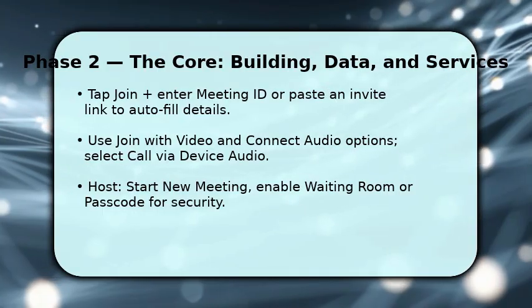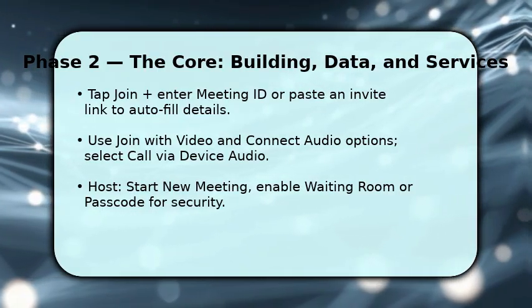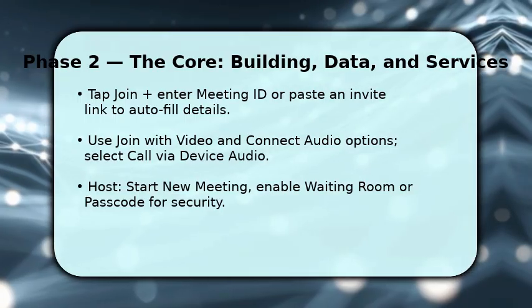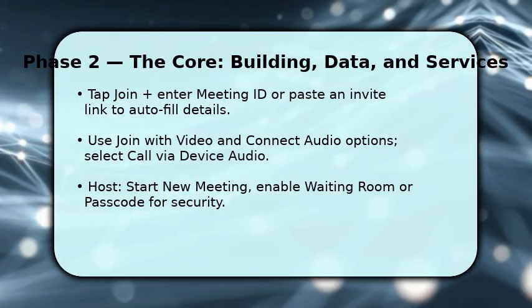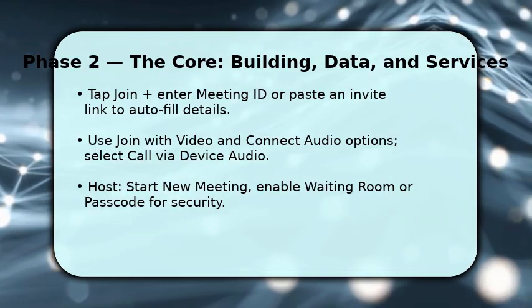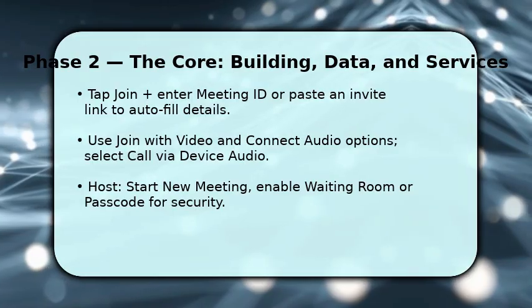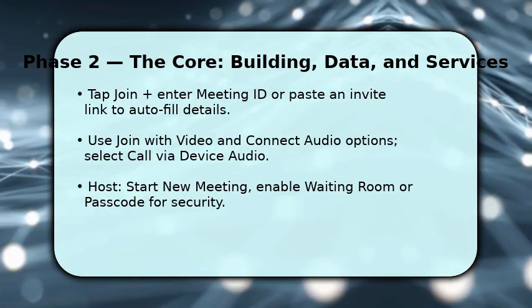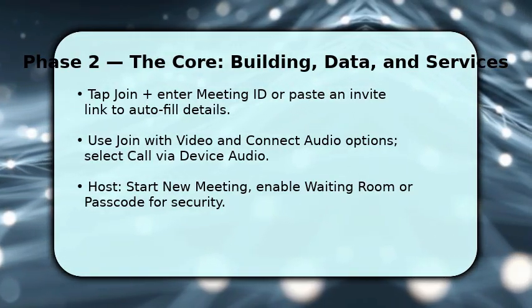Tap Join and enter the meeting ID or paste the invite link to autofill fields. Choose Join with video if you want camera on immediately and select Call via device audio so your iPhone handles sound. If you're hosting, tap New Meeting, then enable Waiting Room or set a passcode to control entrance.